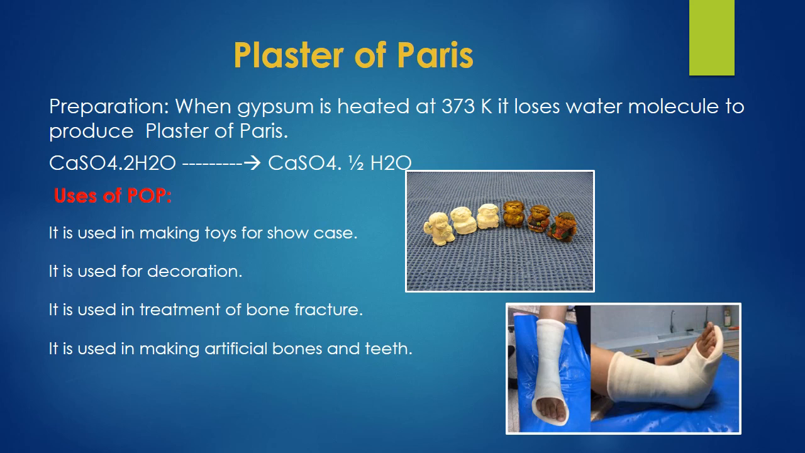So what are the uses of the plaster of Paris? It is simply called POP, nothing but plaster of Paris. The first use of the POP is, it is used in making toys for showcases. It is used for decoration. It is also used in treatment of bone fracture. Also, it is used in making artificial bones and teeth. Dear students, so these are all the important uses of the plaster of Paris.